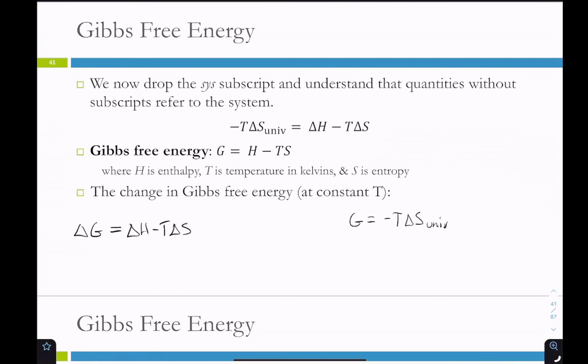Right? If we have a negative value for G, then negative Gibbs free energy divided by negative T equals a positive change in the entropy of the universe. But if Gibbs free energy is positive, then positive G divided by negative T would give us a negative change in the entropy of the universe.